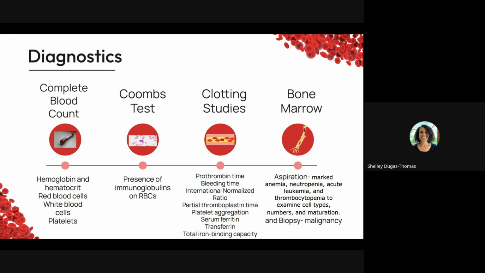Clotting studies can assist with identifying deficiencies in clotting factors and vitamin K, and reveal that the patient is at high risk for hemorrhage or clots. Bone marrow biopsy and aspiration, we already talked about that, but it is used to diagnose thrombocytopenia, leukemias, anemias, and primary or metastatic tumors.